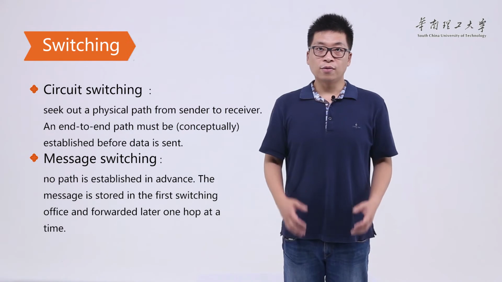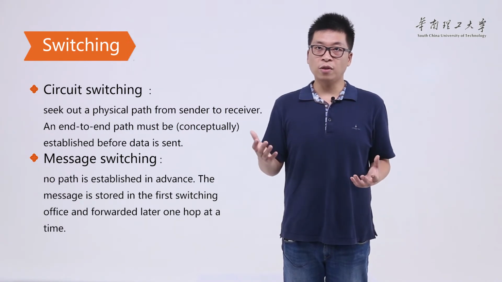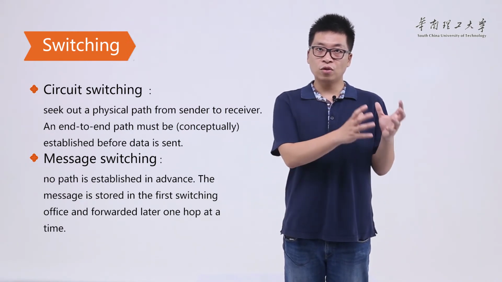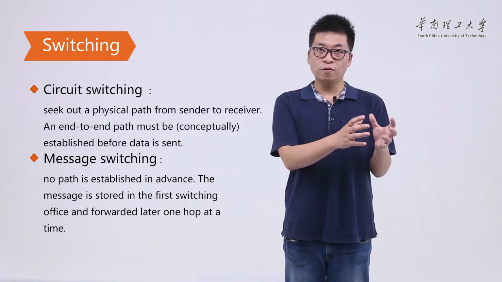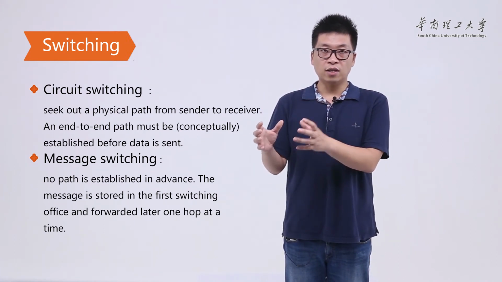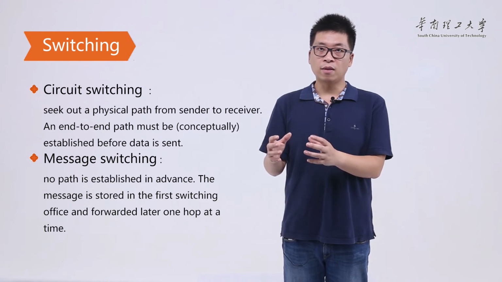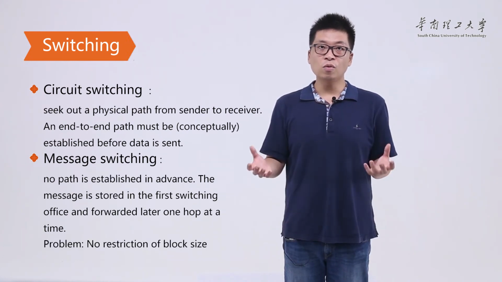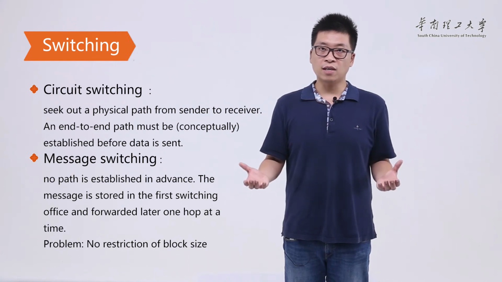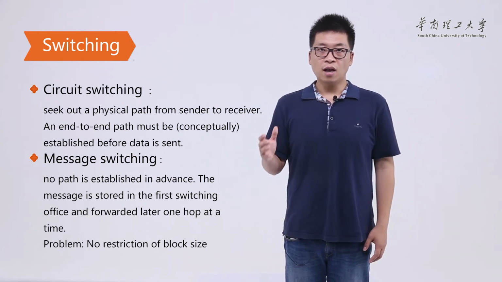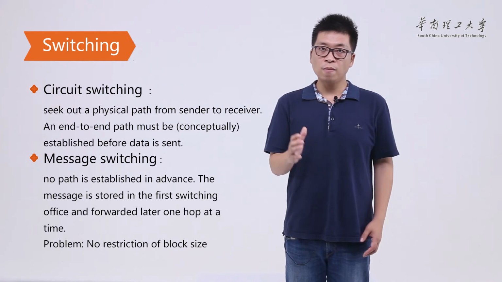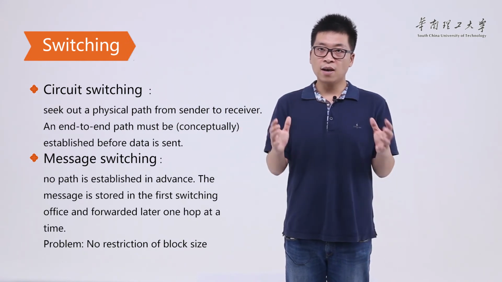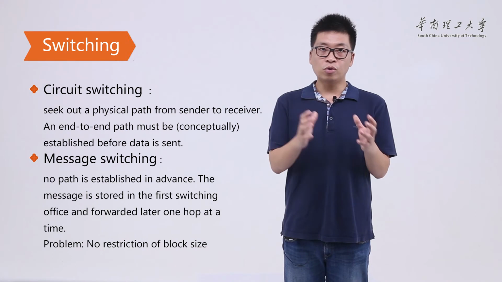Message switching: no path is established in advance. The message is stored in the first switching office and forwarded later, one hop at a time. The problem of this type of switching is that there is no restriction on block size. Imagine a host sends out an extremely large message. It might overflow the switch which handles it.